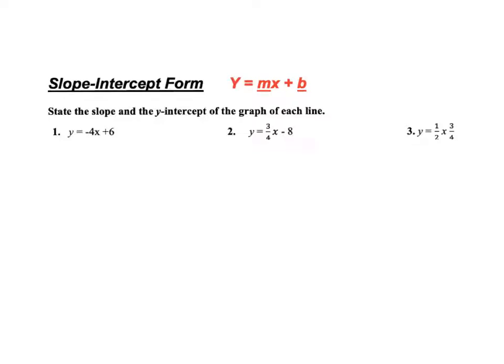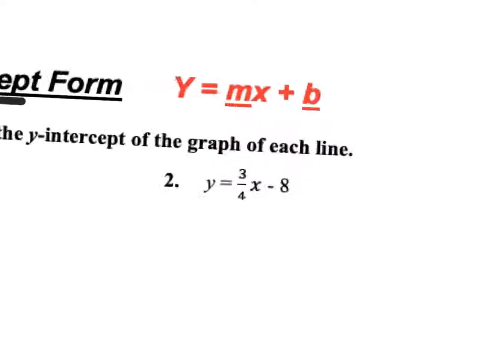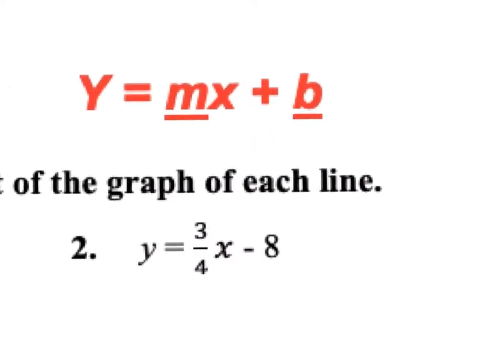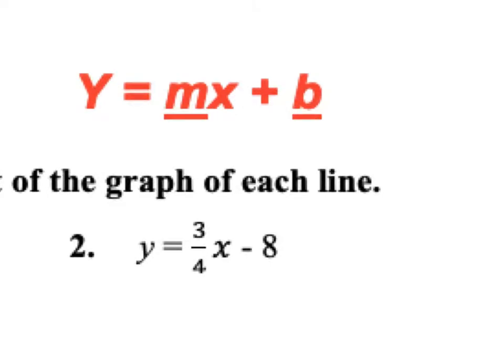Welcome to your lesson today on slope-intercept form. This is the method that we most commonly use to graph a line. And I'm going to show you what the two things are that we look for when we're using slope-intercept form. So slope-intercept form is in the form of y equals mx plus b.